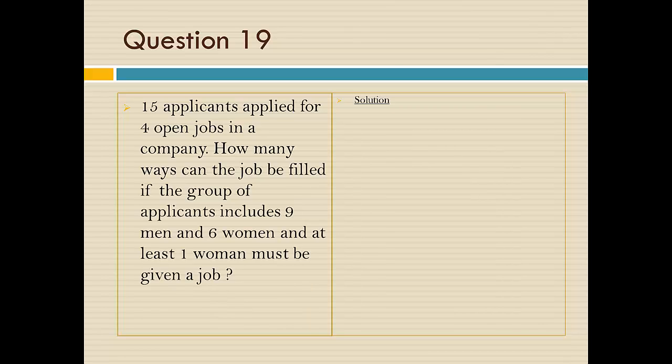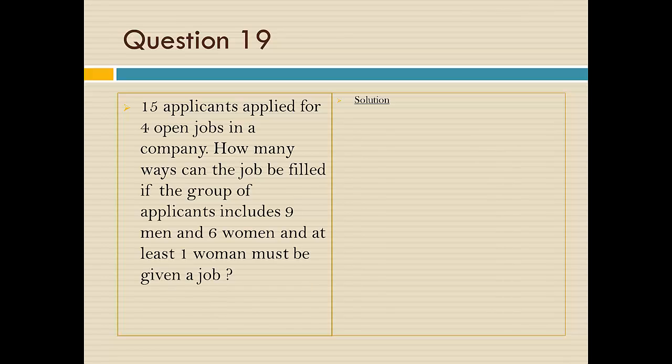It could be one woman getting the job, and if one woman gets one job, that means 3 men will get the 3 other jobs. If one woman gets the job, it will be 1 woman out of 6 women, so 6 come 1, times, since 3 men will get the 3 other jobs, 9 come 3. Or, plus, it could be 2 women getting 2 jobs, which will be 6 come 2, times 2 men getting the 2 other jobs, which will be 9 come 2.